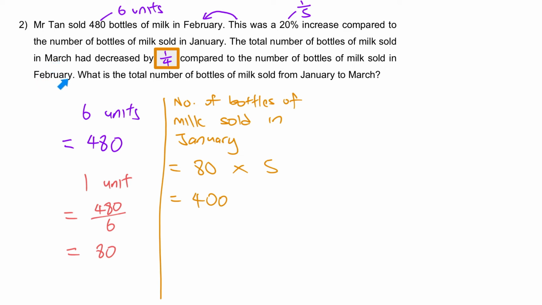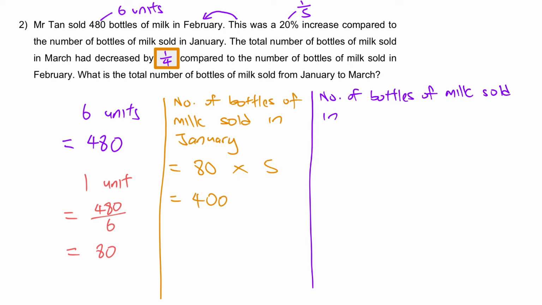How do we find 3/4 of February? We just take 3/4 times 480. That will be the number of bottles that is sold in March. For the next step, number of bottles of milk sold in March. It is 3/4 of February, so it's 480, and that will give you 360.